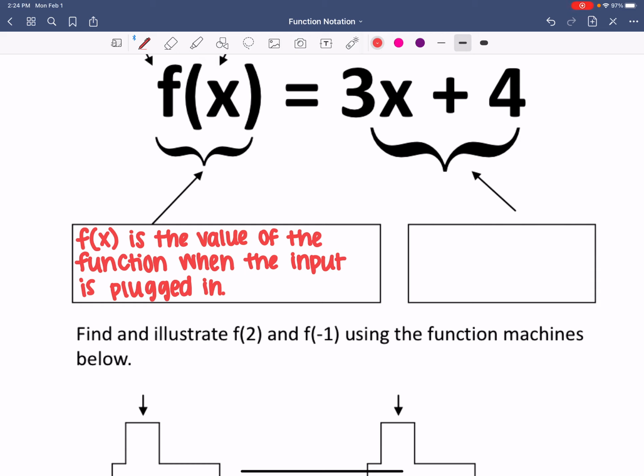On the right-hand side, you have 3x plus 4. This is the function itself. This is the machine part. This is what you do to the x that you plug in. What happens to x when you plug it in, that's the function.